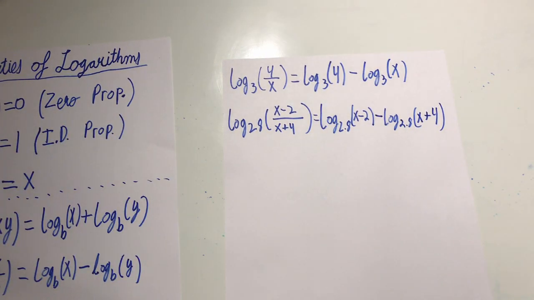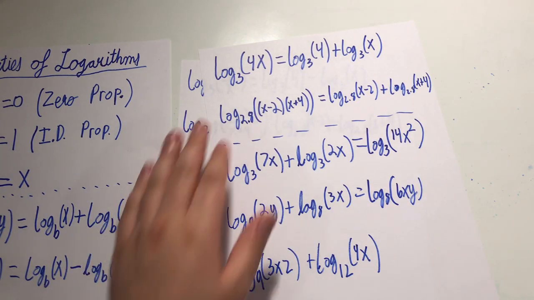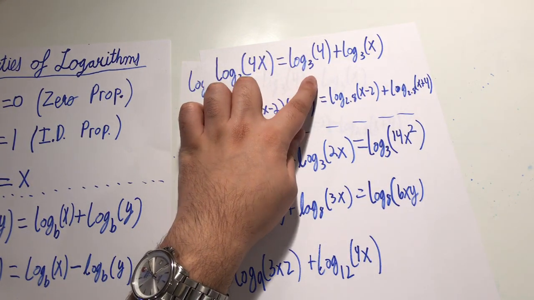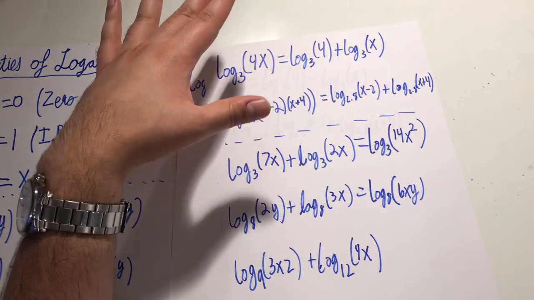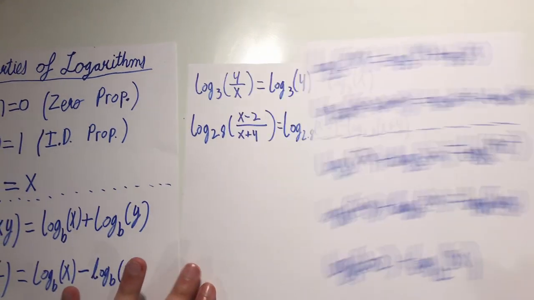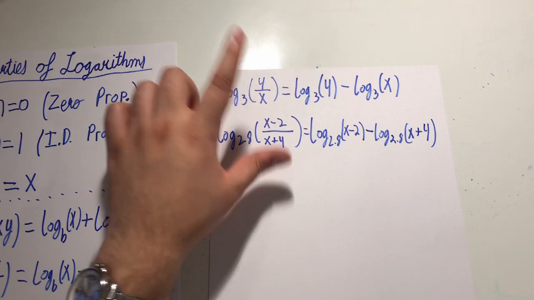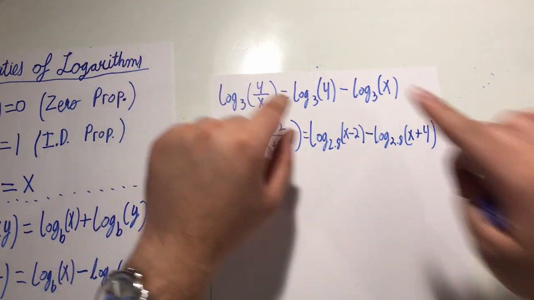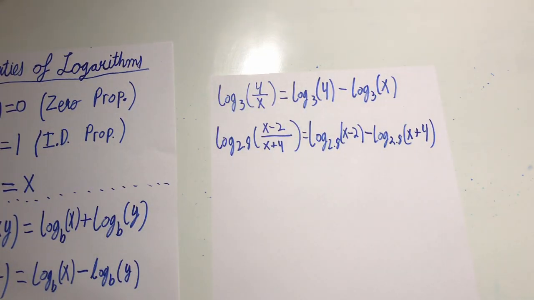One thing I should specify, for the product rule, order kind of didn't matter, right? Because you can move around things with addition and multiplication. 4 times x is the same thing as x times 4. So log base 3 of 4 plus log base 3 of x is the same thing as log base 3 of x plus log base 3 of 4. For the quotient rule, order matters, right? Because 4 divided by x is not the same as x divided by 4. So make sure the first thing is the numerator. The second thing is the denominator. Super important.